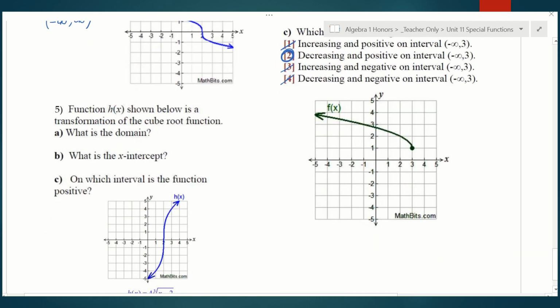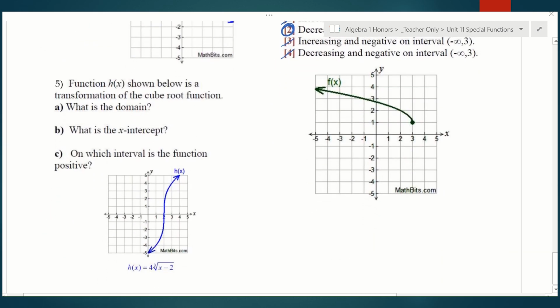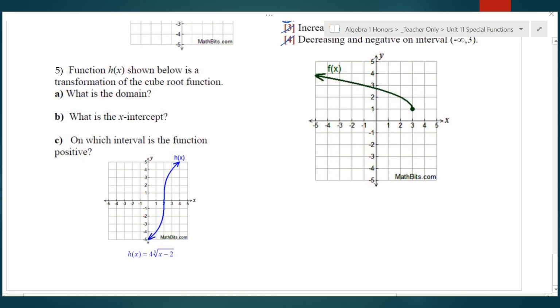One more here. Function h of x shown below is a transformation of the cube root function. Again, it's a cube root function. It looks a little different from the parent function because it's been transformed in some way. But we can go through and say what the domain is. Furthest left and furthest right, we have those arrows that show it's going to keep going, so this is going to go from negative infinity to positive infinity. What is the x-intercept? We can see that right here. It's where the graph crosses the x-axis. That's at 2, 0.